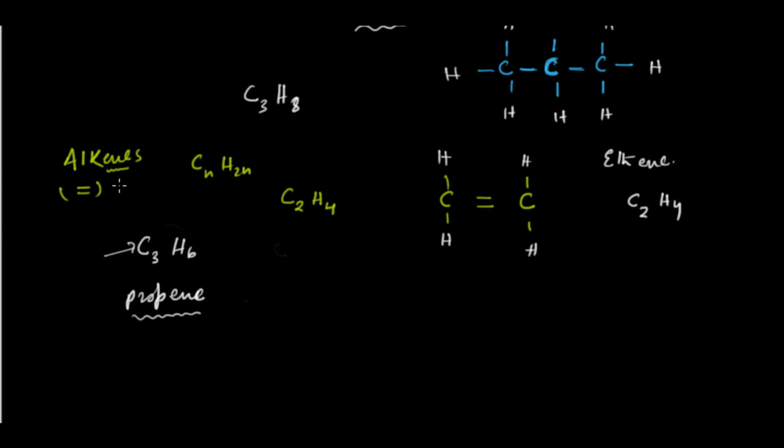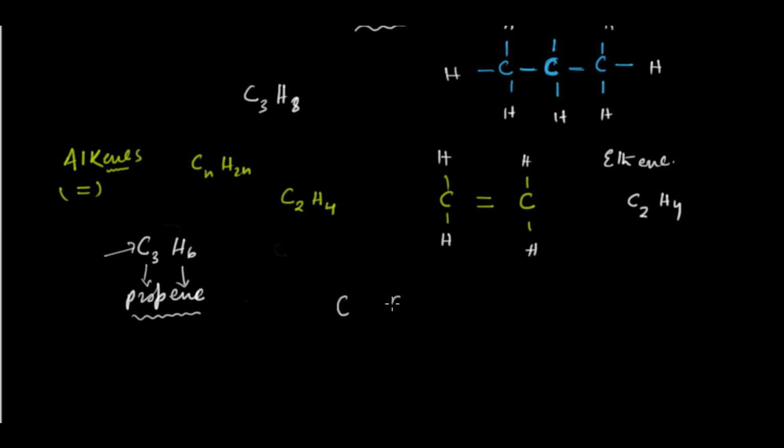Propene. The carbon count is 3, so for 3 carbons we use prop, and you can see this double bond, basically it is an alkene, so we will write ene as the suffix. So the name will be propene. Let's see how we can draw this one.